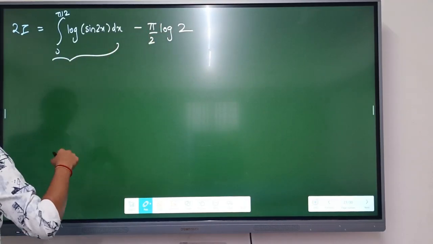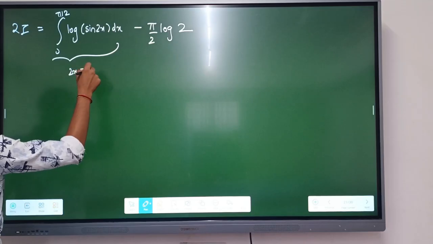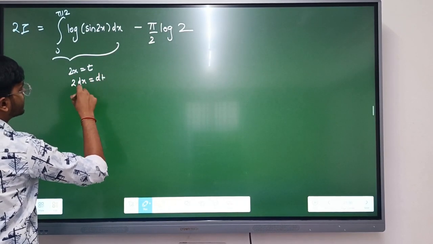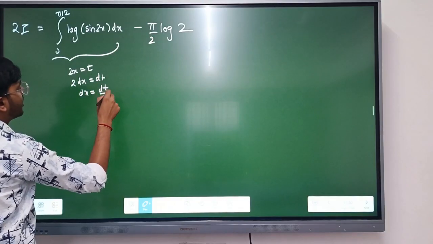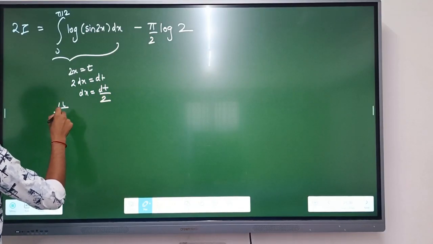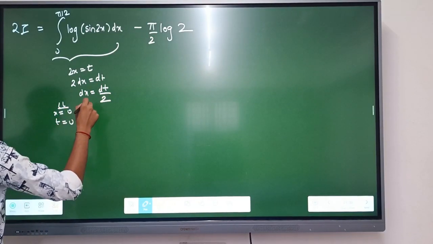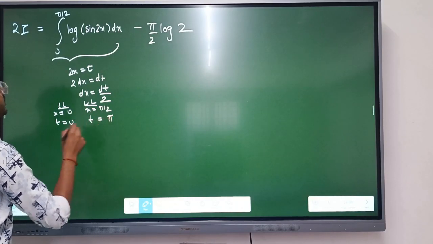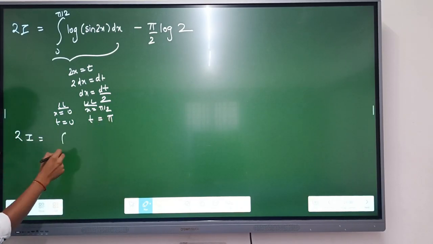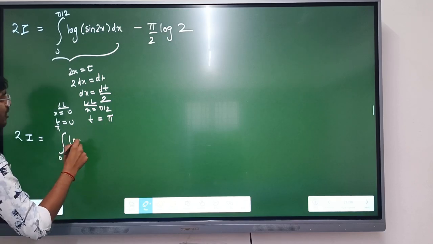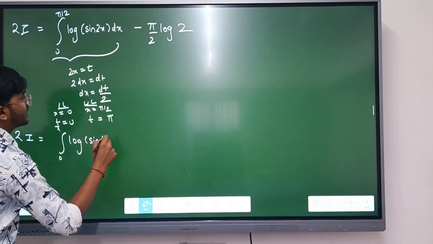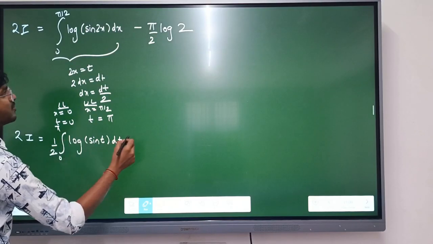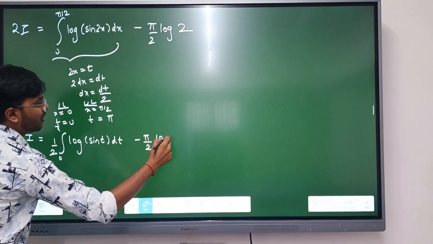For this integral, what we can do is take 2x as t. So 2 dx would be dt. So dx is dt by 2. And what about the limits? Lower limit x is 0, t is 0. Upper limit x is pi by 2, t would be pi. So 2I is equal to integral 0 to pi of log of sine t, dx is dt by 2, so 1 by 2 constant comes outside, minus pi by 2 log 2.